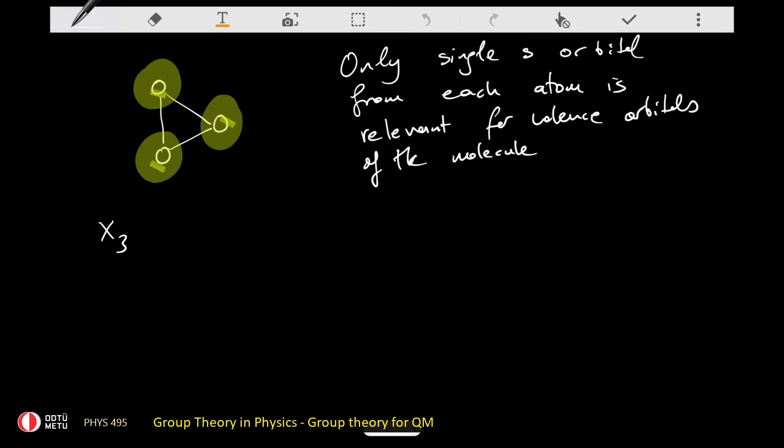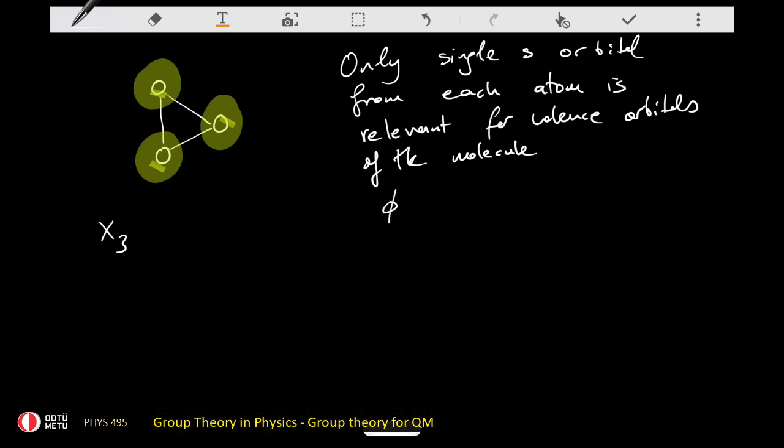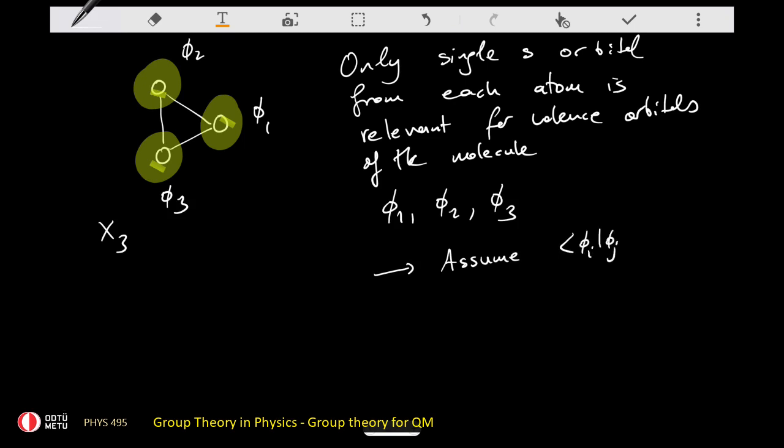So the valence orbitals, which are the most significant orbitals of the electrons, are formed as linear combinations of these three. I'm going to call them phi 1, phi 2, phi 3. These are the orbitals that I have drawn like these. Okay, I'm going to assume that they don't have any overlap. Assume that the inner product of phi i and phi j is equal to 0 if i is different than j.